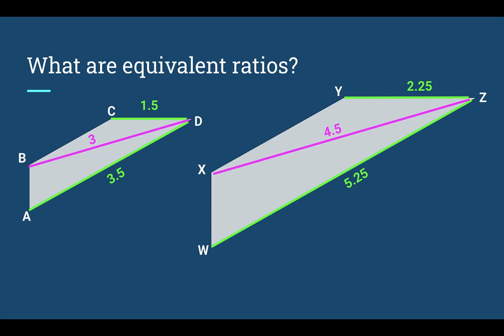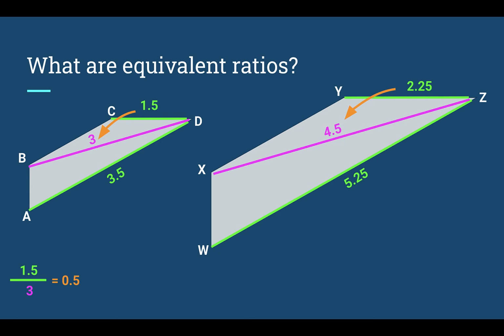So scale factor took us from one shape to a different shape. When we're talking about equivalent ratios, though, we are going to stay within one shape and then compare that to the other shape. So let's say, for example, I wanted to figure out the ratio of CD to BD. So 1.5 compared to 3. I'm going to write this as a fraction and then figure out a decimal equivalent. If I compare 1.5 to 3, that's a ratio of 1/2 or 0.5.